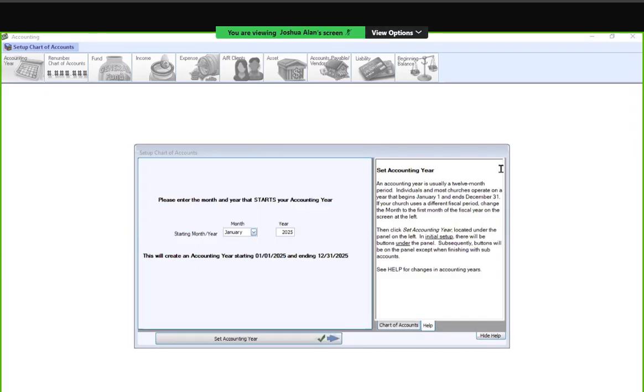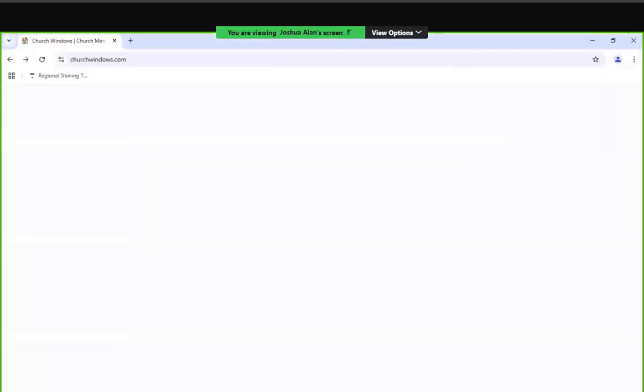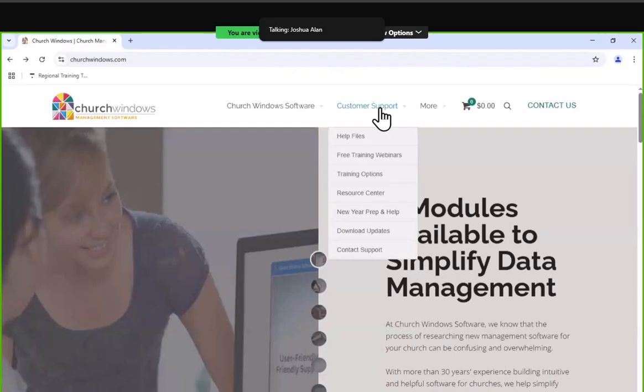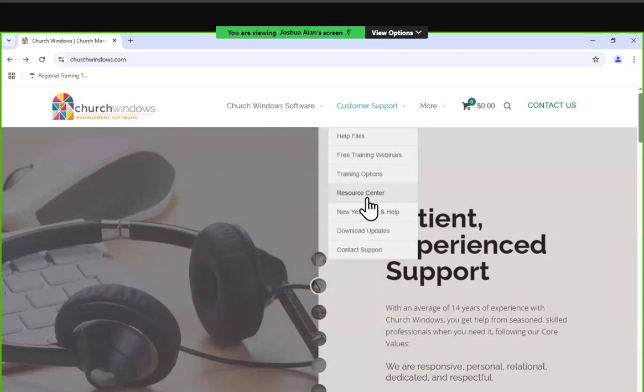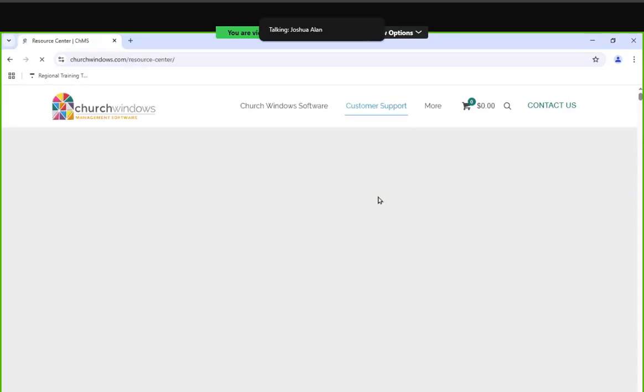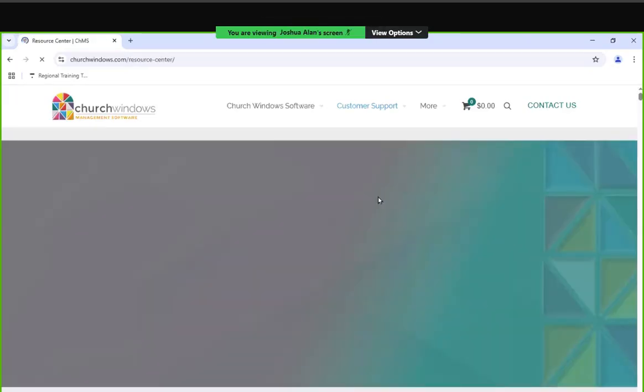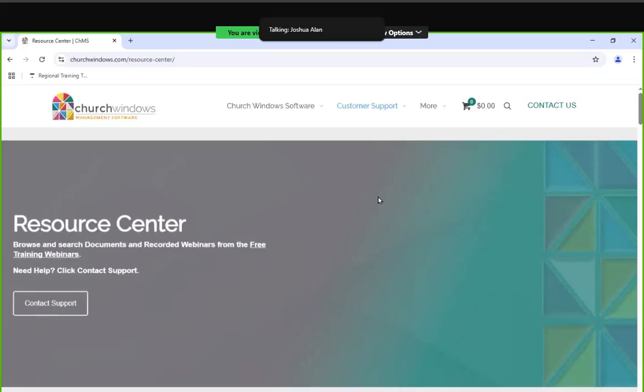But before we get into that, I'm going to go back to our website. We're going to go up to support, customer support. We're going to go to the resource center, okay? And I'm going to bring up some useful information here that's already existing on the Church Windows website under the resource center that will help you if you're unfamiliar with funds and fund accounting, all right?